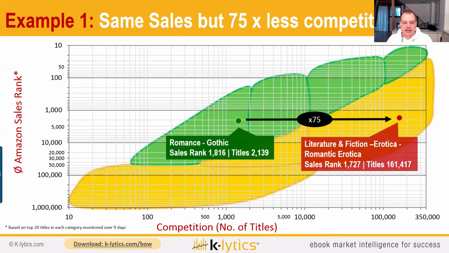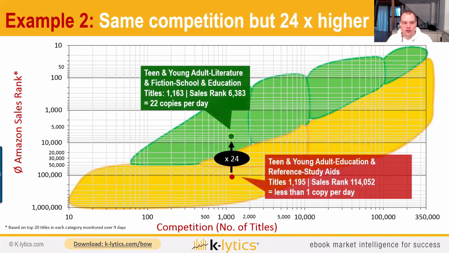And you basically can work the graph the other way around, where you say you have here two examples of two markets or two categories where the number of titles is around the same. So here's teen young adult literature and fiction, school and education, with about 1,100 titles and a given sales rank of 6,300. Then at the same level of competition, you have education reference study aids, same number of titles, but a much, much worse sales rank. In fact, 22 copies a day versus one copy a day.